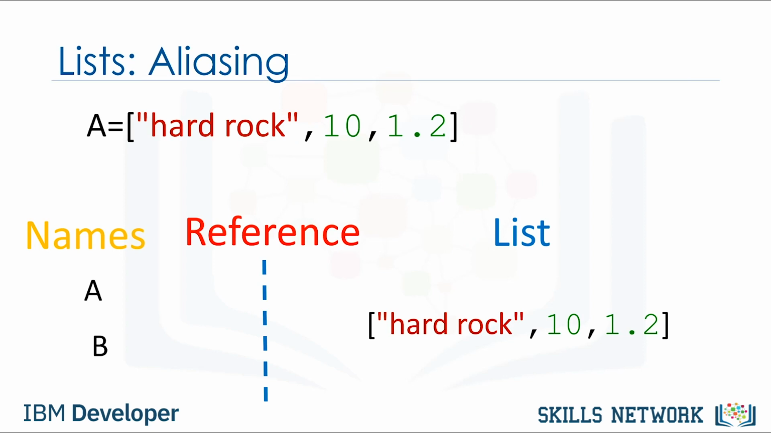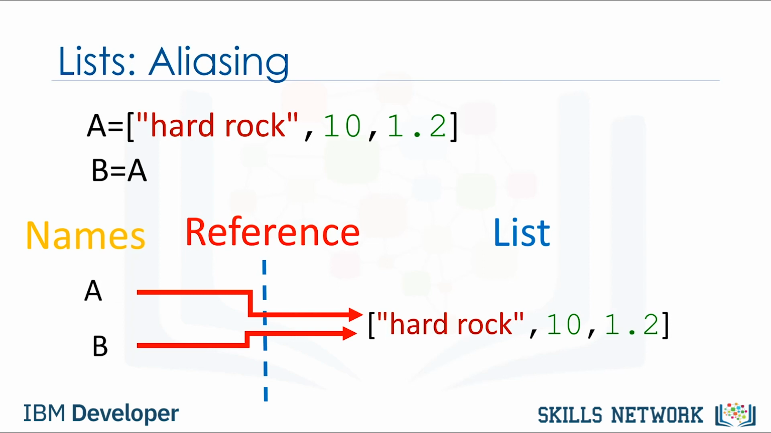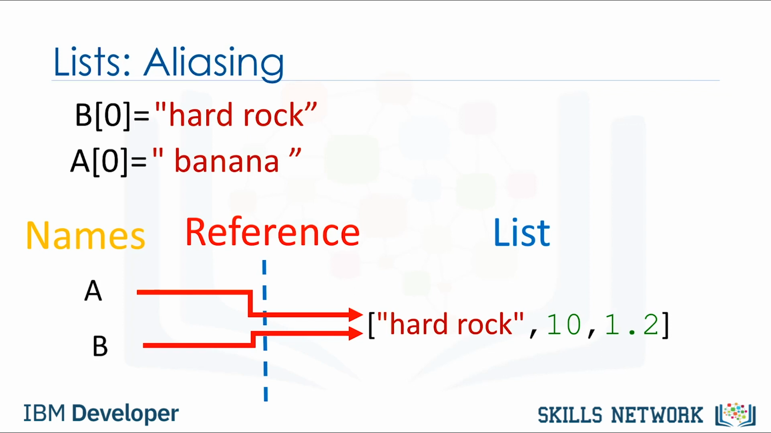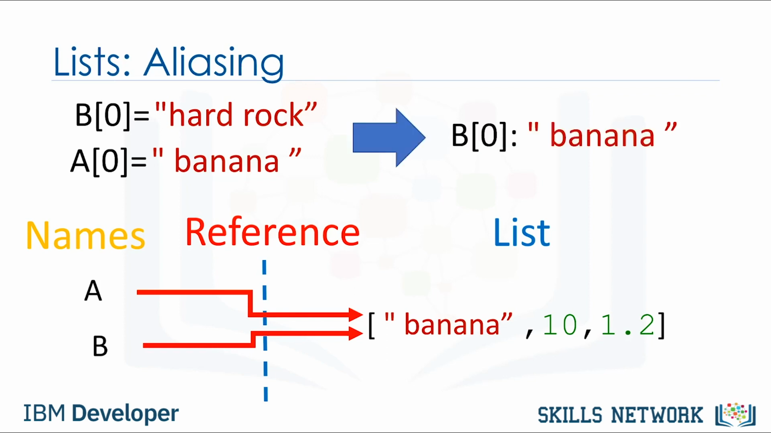When we set one variable, B, equal to A, both A and B are referencing the same list. Multiple names referring to the same object is known as aliasing. We know from the list slide that the first element in B is set as Hard Rock. If we change the first element in A to banana, we get a side effect. The value of B will change as a consequence. A and B are referencing the same list. Therefore, if we change A, list B also changes. If we check the first element of B after changing list A, we get banana instead of Hard Rock.